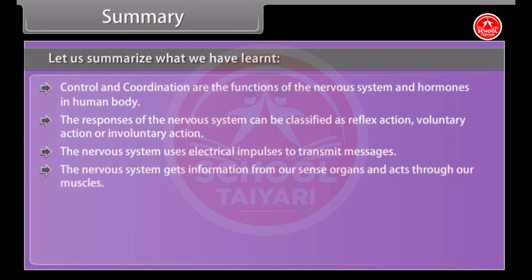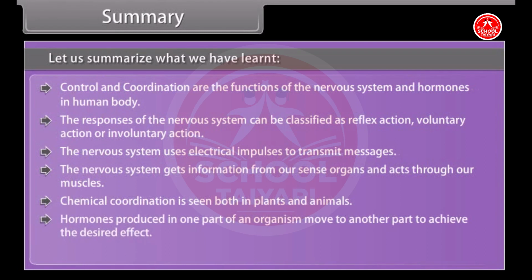The nervous system gets information from our sense organs and acts through our muscles. Chemical coordination is seen both in plants and animals. Hormones produced in one part of an organism move to another part to achieve the desired effect. A feedback mechanism regulates the action of hormones.